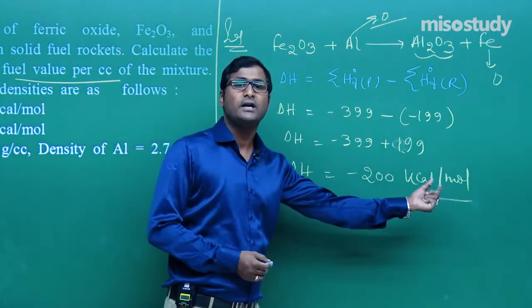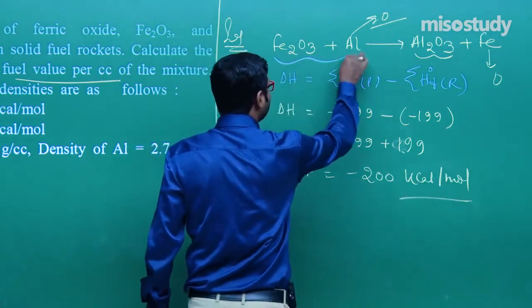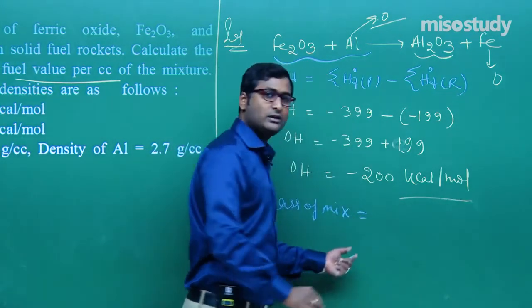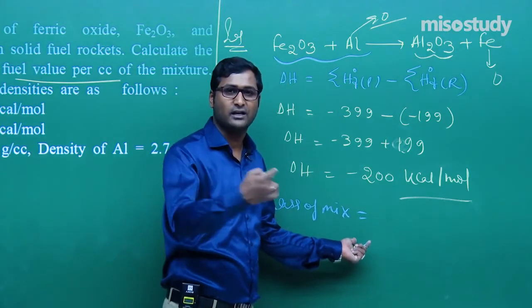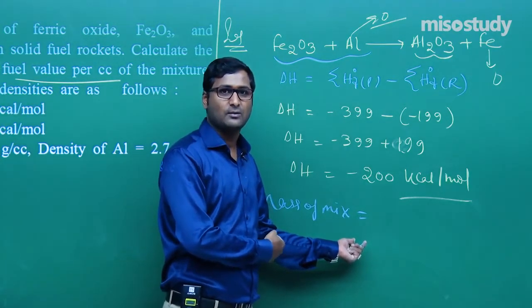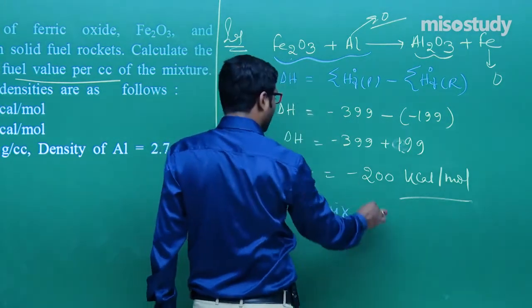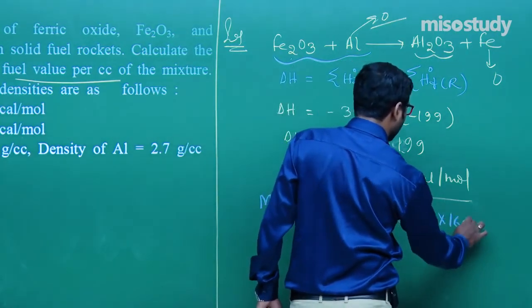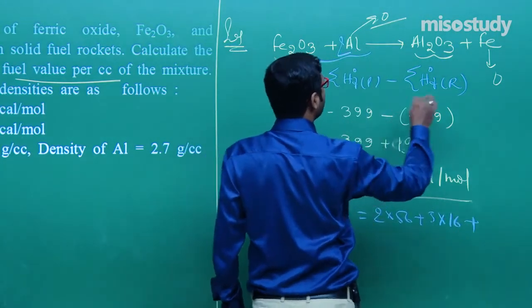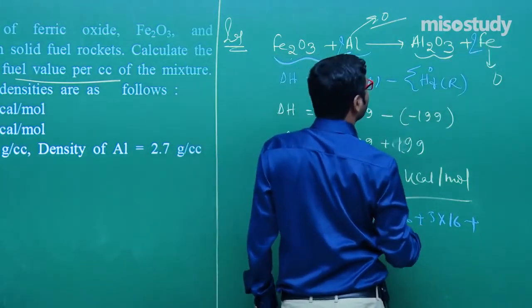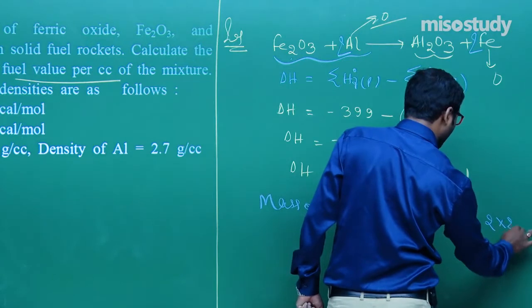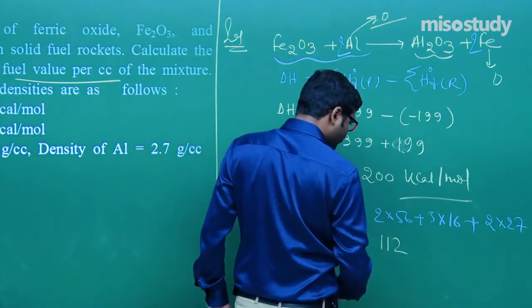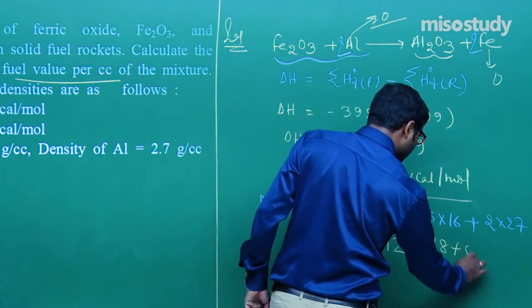Now in the question it is given to calculate the fuel value per gram. We have to convert mole into per gram. So what is the mass in this case? Mass of the mixture, tell me. Sir, it's very easy. Now tell me, friend, what is the mass of the mixture? I am asking you. You have to reply. Fe2O3, what is the molecular mass? 2 into 56 plus 3 into 16. For aluminium, balance the reaction, that is 2 into 27. Clear? Now 112, plus 48 plus 54.